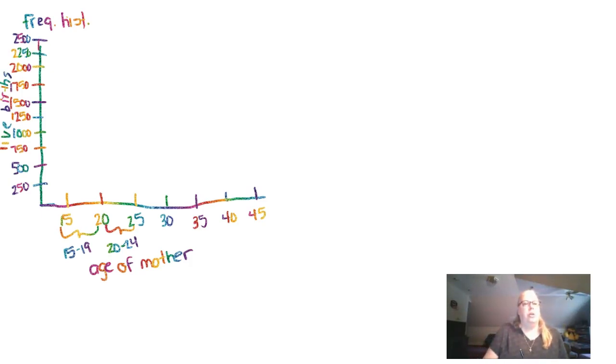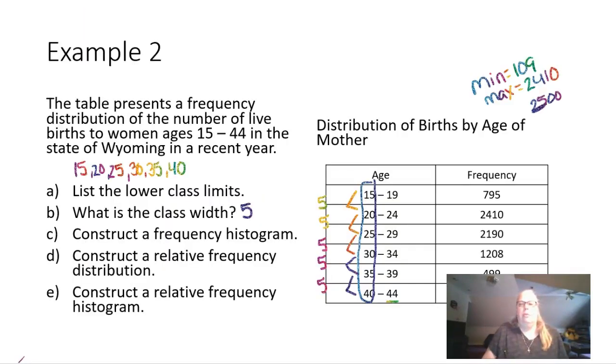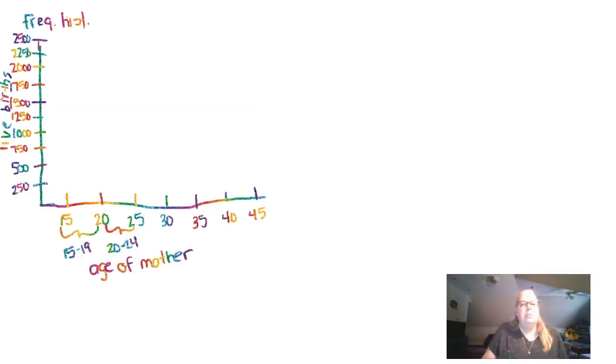All right, let's draw our histogram. Let's see. For 15 to 19-year-olds, there were 795 of them. And that's going to fall somewhere in here between 750 and 1,000. So I'm going to go up in here, and then over. And then I am going to color this guy in.